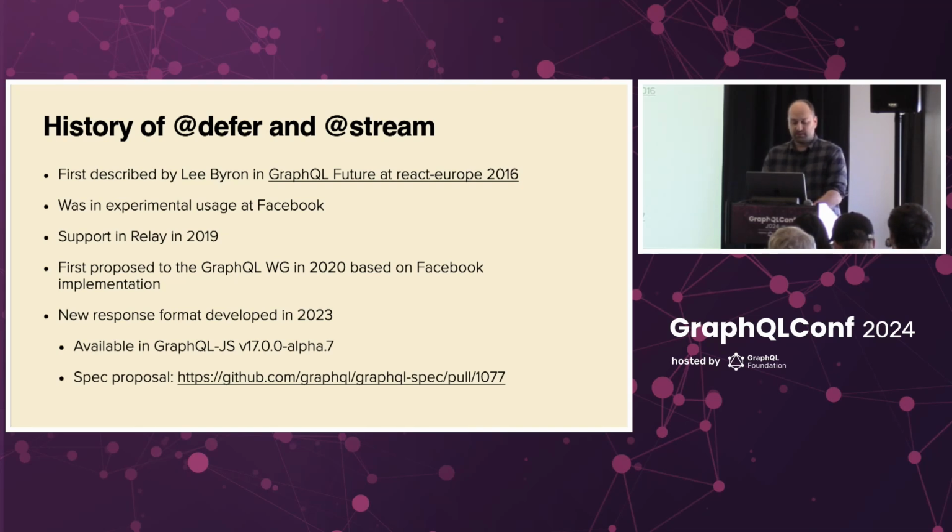And so last year, we came up with a new response format that addresses some of those areas for improvement, and have been working on the implementation and the spec draft for all of that. Now we're getting ready, and we want wider feedback from the GraphQL community. We've implemented it in the latest GraphQL.js alpha. We'd love for people to start using it, experimenting, letting us know what works, what doesn't work.